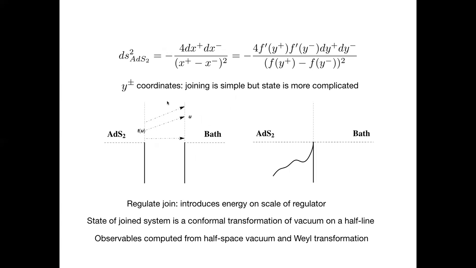The first thing I can do is write the same Poincaré AdS that I had before in light cone coordinates. If I replace x by some new coordinate y, related by x plus or minus equals f of y plus or minus, so they're related by the reparametrization, now the metric is more complicated, and the state is more complicated on AdS2 in these new coordinates. But this is done in such a way that I can join these two things together. Doing this change of coordinates y, I can draw this new diagram on the right-hand side, where I used to have this very simple boundary for the Euclidean piece of the path integral, and now this becomes some wiggly thing, something a bit more complicated. But now I can directly join AdS2 to the bath.